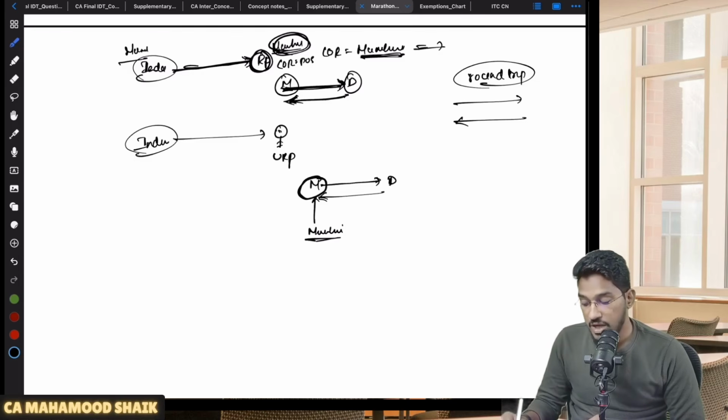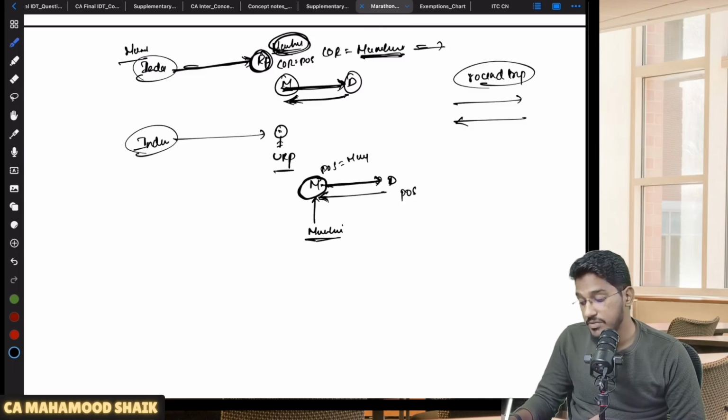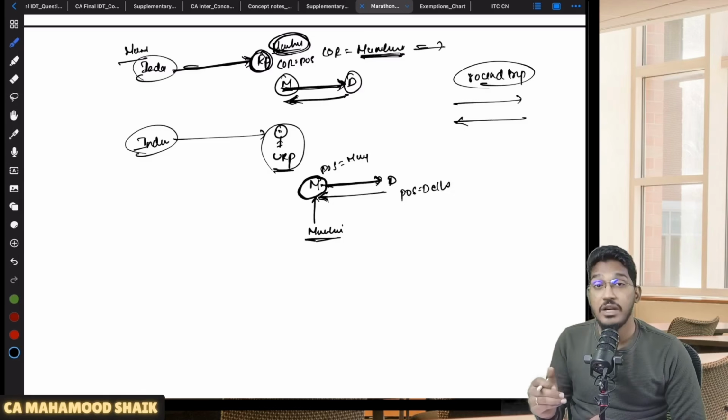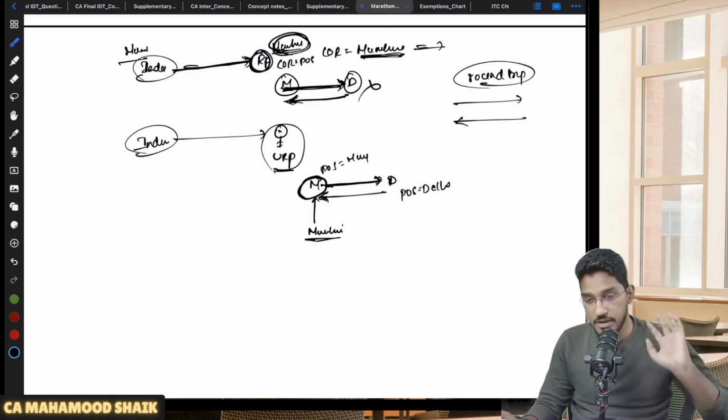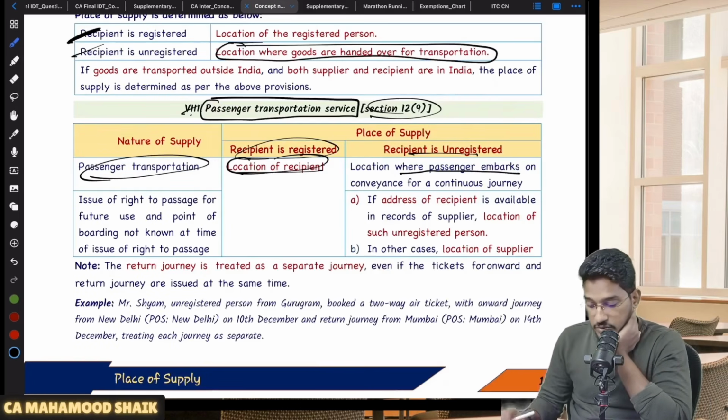But if the recipient is an unregistered person, for the Mumbai to Delhi journey, place of supply will be Mumbai. For the return journey, Delhi to Mumbai, place of supply will be Delhi. Why? Because here the recipient is an unregistered person, and the place where you are embarking on the conveyance will become the place of supply. If the recipient is a registered person, where he is embarking doesn't matter, because always the location of the recipient will become the place of supply. Understood? Clear? And one more thing is also there.